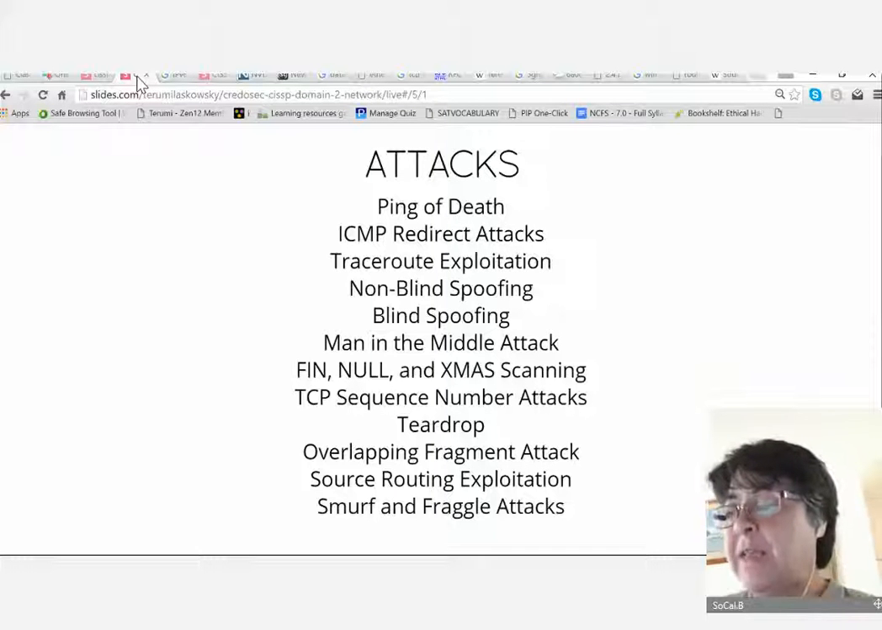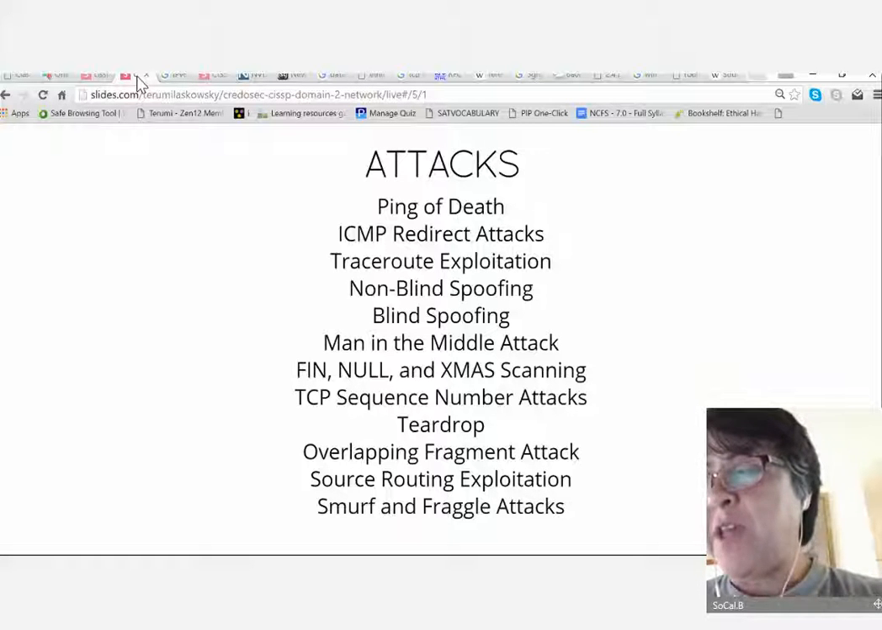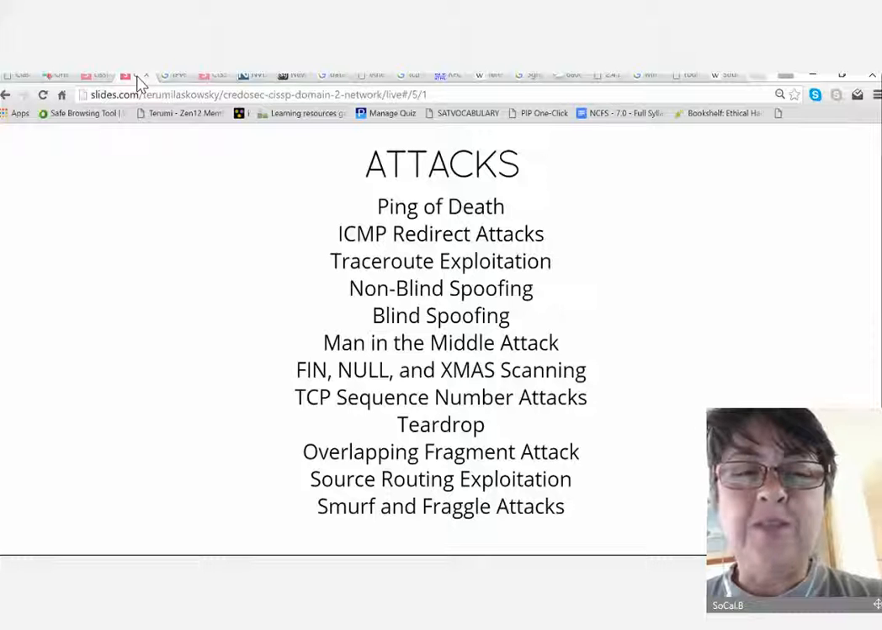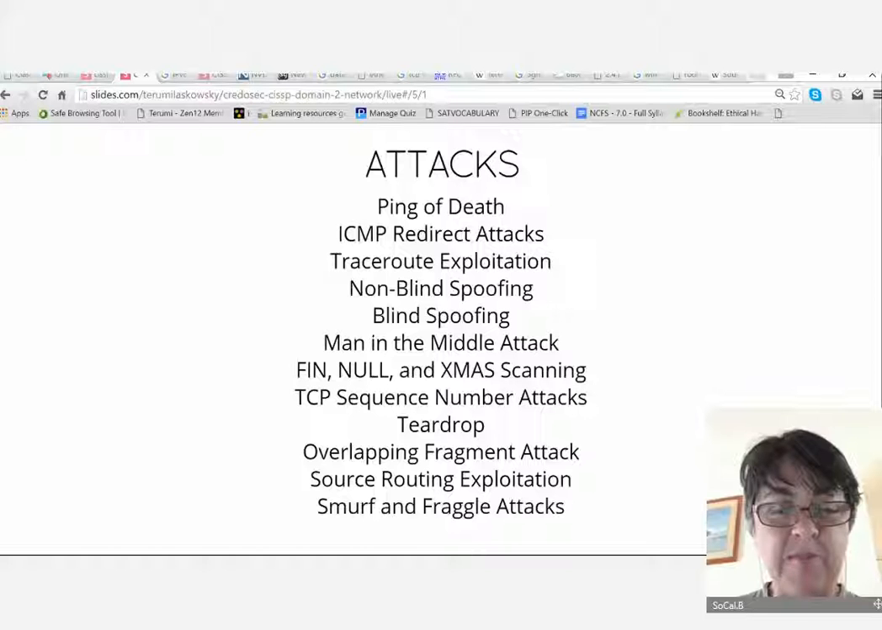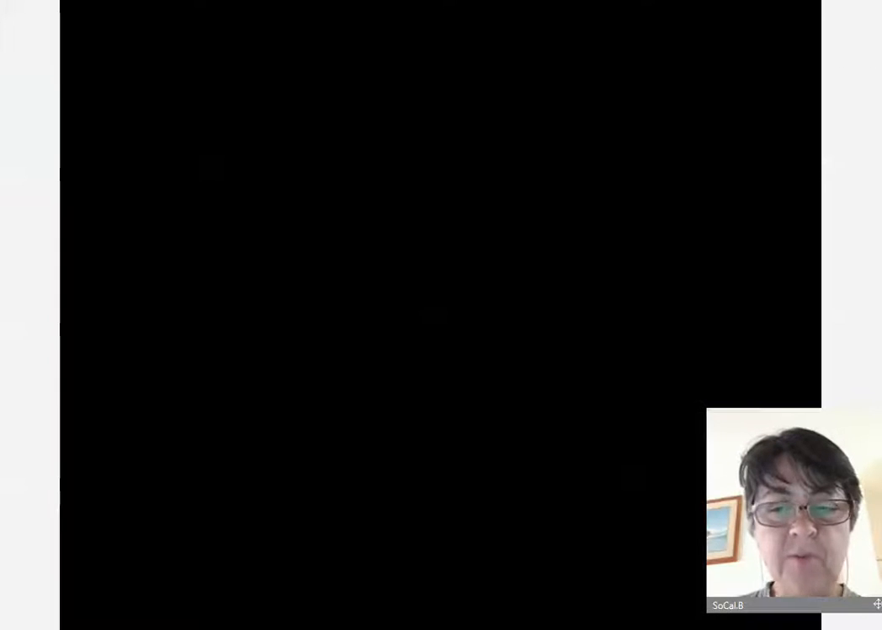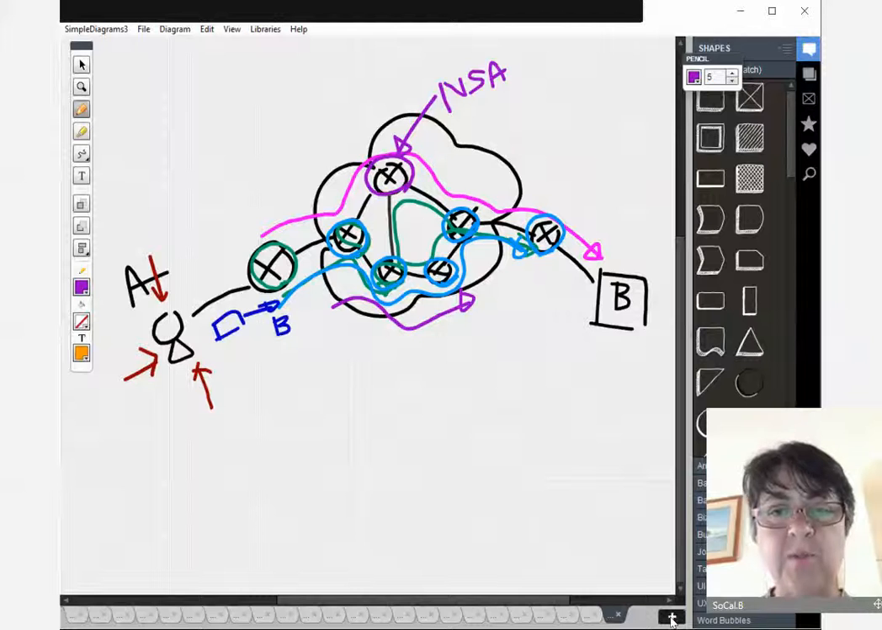Okay, so let's go with a Smurf and a Fraggle attack. And no, I don't know why these things are named this way, but maybe somebody knows. It'll be interesting where the name came from. But let's go for the attack. So the Smurf attack works this way.